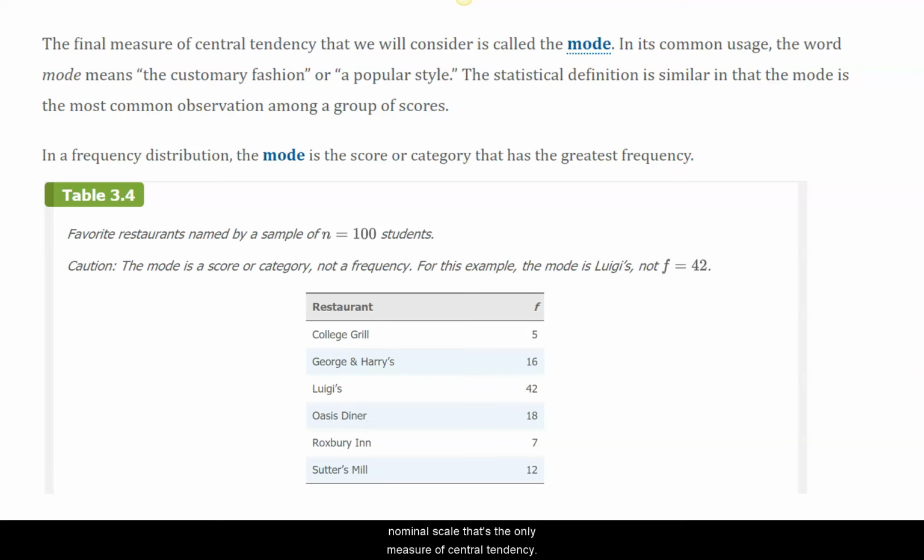So when we have a nominal scale, that's the only measure of central tendency that we can possibly list. And of course, restaurants are on a nominal scale. What that means is the name College Grill is no more valuable than Roxbury Inn or something like that.